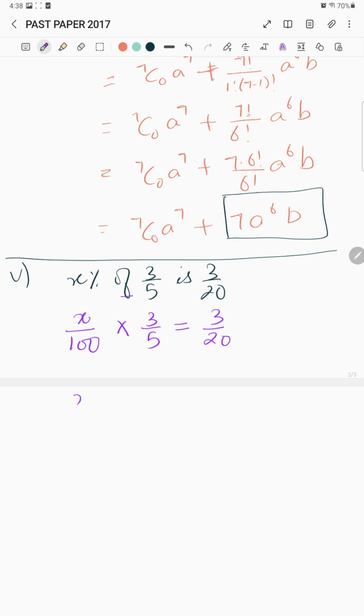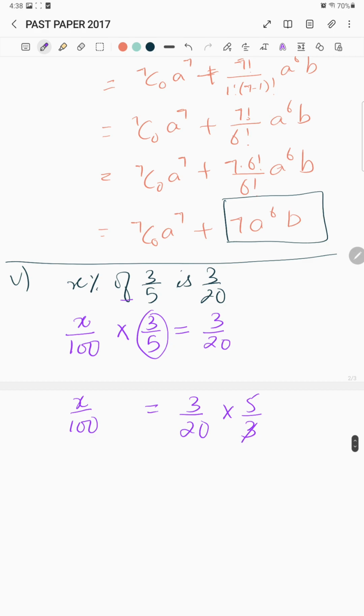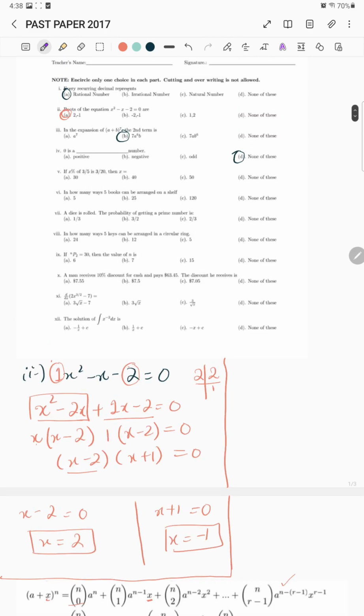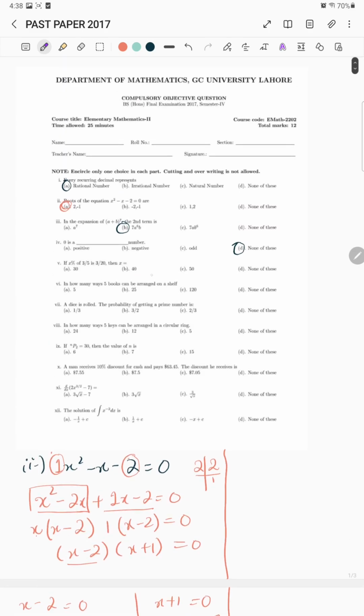So this is a statement. X by 100, which is equal to 3 by 20. This 3 by 5 will come to this side and will be reciprocal, 5 by 3. So 3 cancelled. X by 100, which is equal to 1 by 4. X is equal to 100 by 4. So x is equal to 25. And there is no option 25, so we will mark none of these.